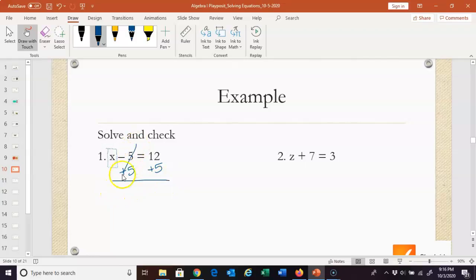I like to work vertically. Some people like to work horizontally, and I'll show you that in a minute. So we'll bring down the x equals, and 12 plus 5 is 17, and you're done.